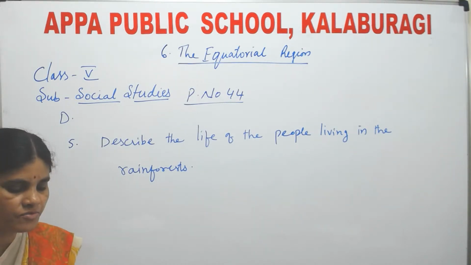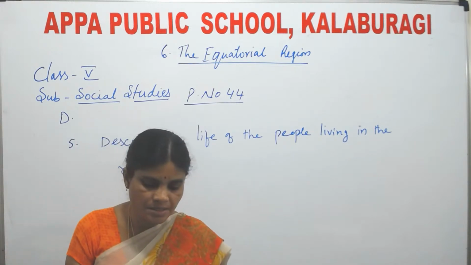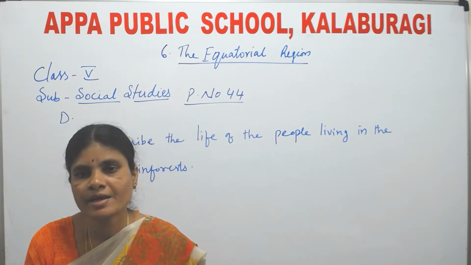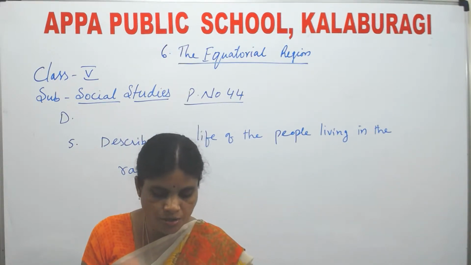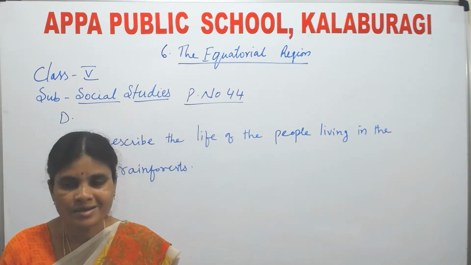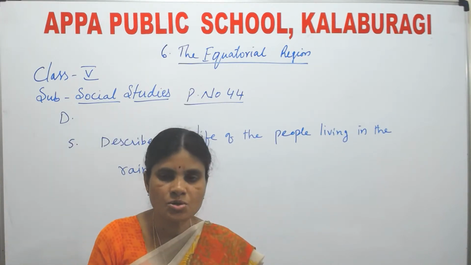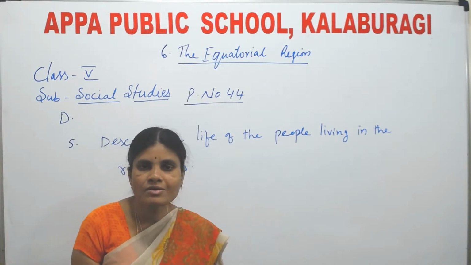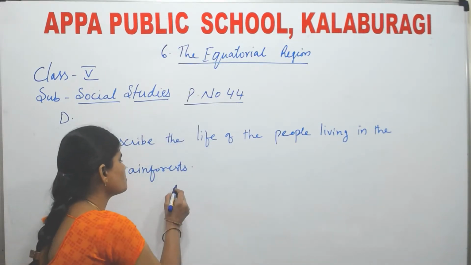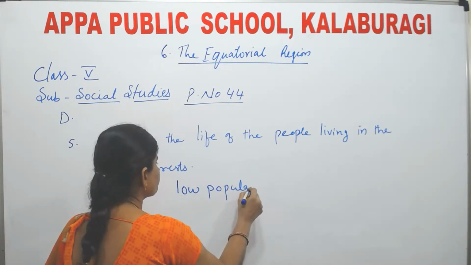Let us see the life of the people living in the equatorial region. The equatorial region receives high temperature and heavy rainfall. Already I told you. So it does not suit human life. It is not suitable for human life. So we find a very low population. Because of that, we find a low population.